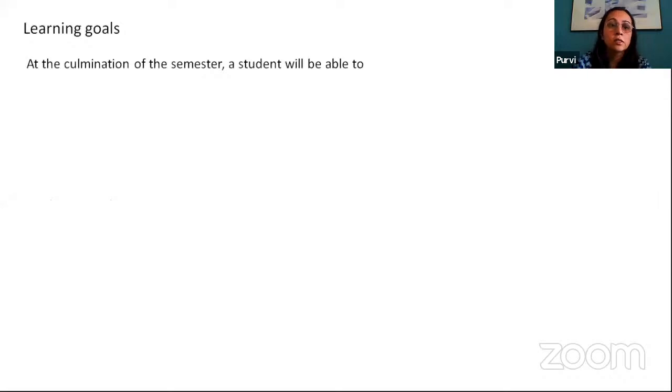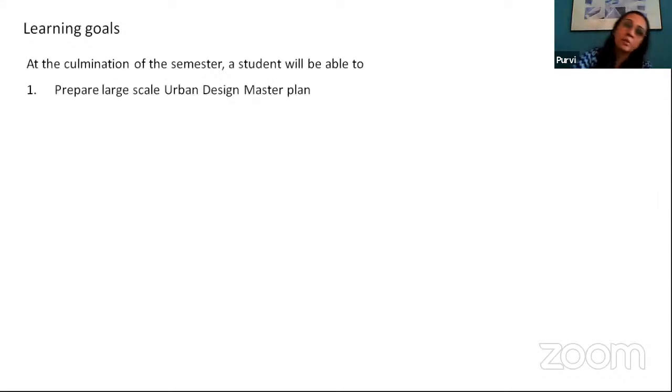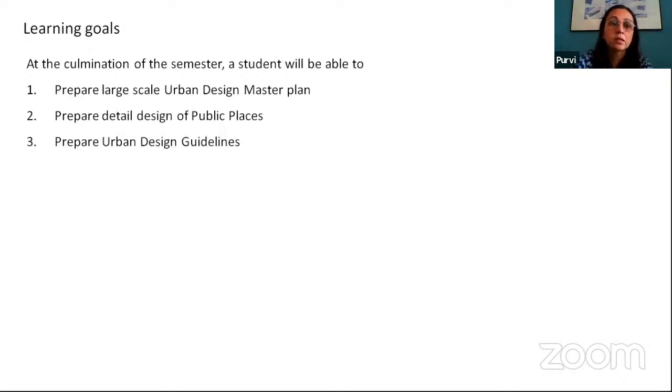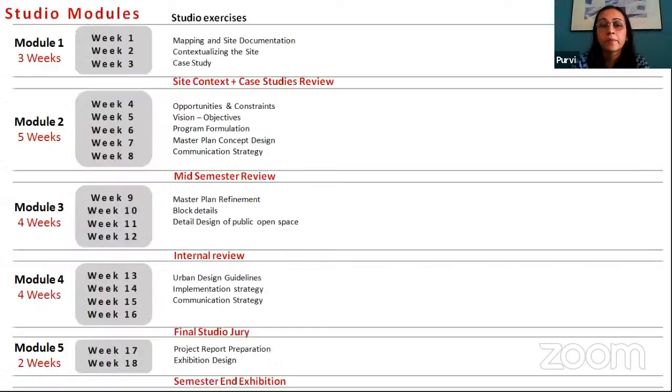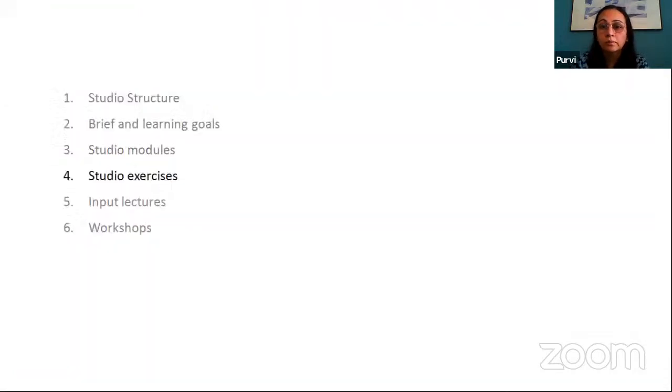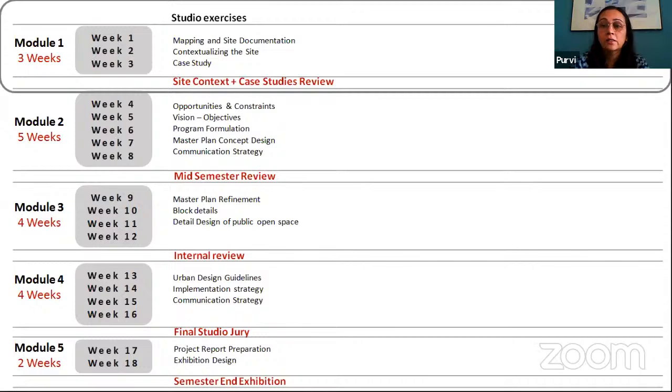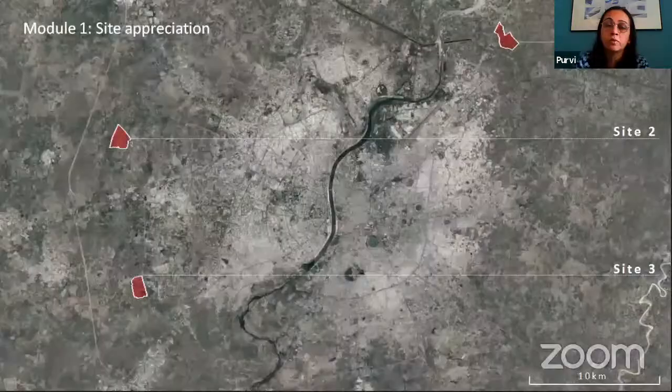The learning goals include preparation of an urban design master plan, design of public spaces, urban design guidelines for the proposed urban form, and preparation of effective project communication material for all these stakeholders. The entire studio exercise is divided into five modules. The first module requires the student to assimilate site context and carry out case studies of relevant projects.